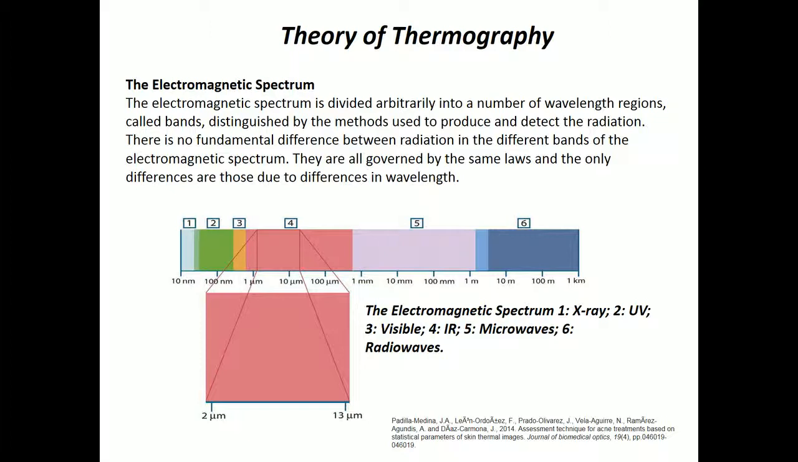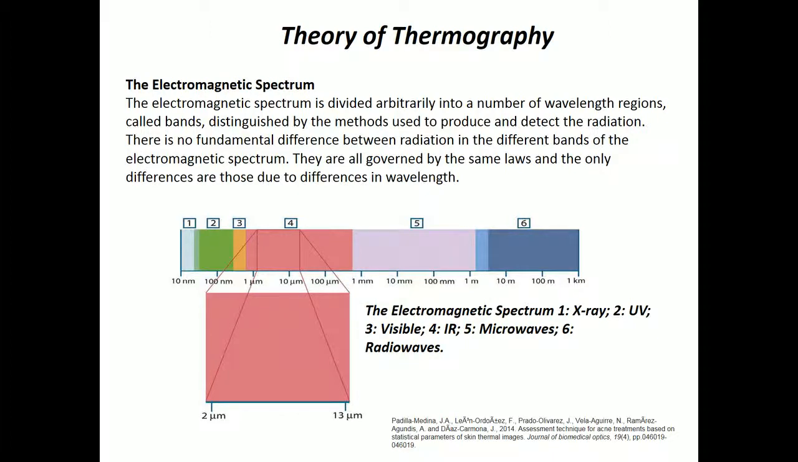The electromagnetic spectrum, as we already know, is divided arbitrarily into a number of wavelength regions called bands. You can see bands 1, 2, 3, 4, 5, 6. The first is the X-ray band, which is of the order of tens of nanometers. The second band is your UV band, which is centered around 100 nanometers. Third, you go to the visible region, which is where our human eyes can see, you and me and everybody else.